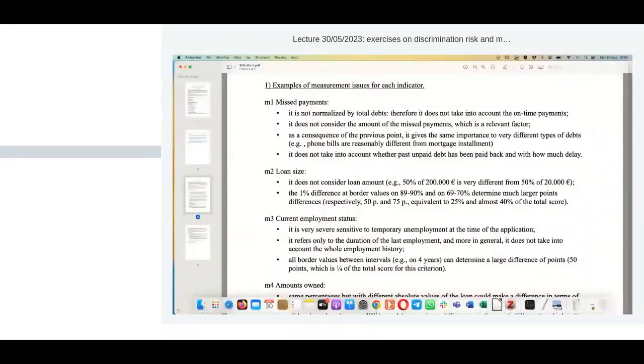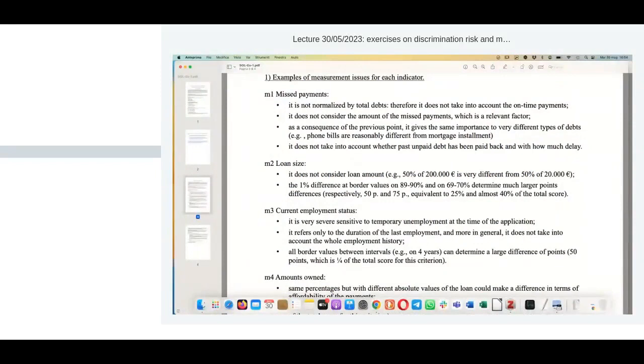Related to these 2 aspects, you might have missed payments that are, for instance, for repaying a house, but they are very different from missed payments for a phone bill, for example, that are usually smaller and easier to recover. So these are examples of measurement issues. Do you have questions? Do you want to check if you identified others?